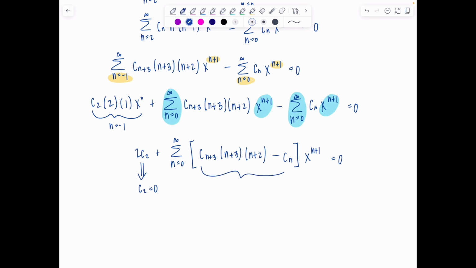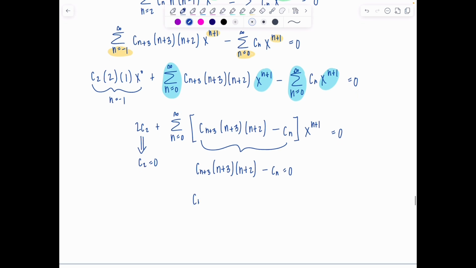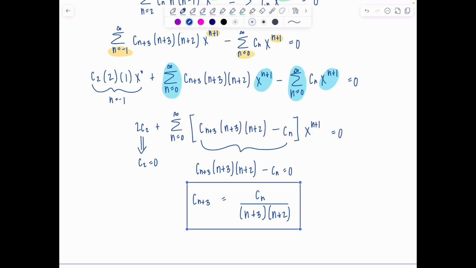And then also I can set c sub n plus 3 times n plus 3 times n plus 2 minus c sub n equal to 0. Always solve for c sub whatever's higher in terms of c sub n. So c sub n plus 3 is going to be c sub n divided by n plus 3 times n plus 2. Okay, good. So now we're going to use this to list out the coefficients for the first few terms.